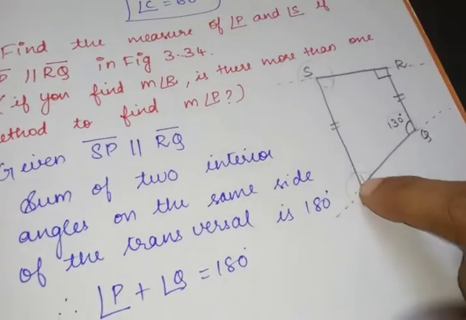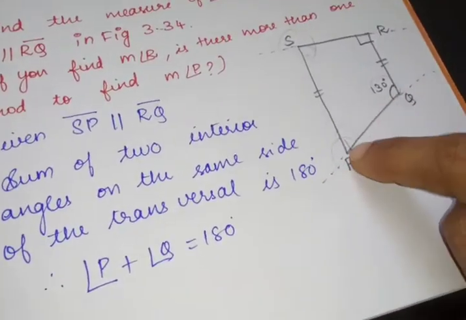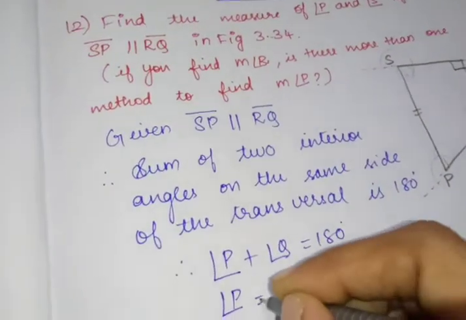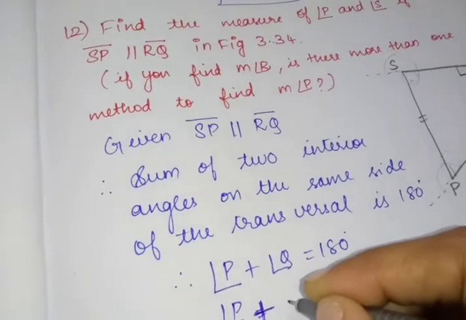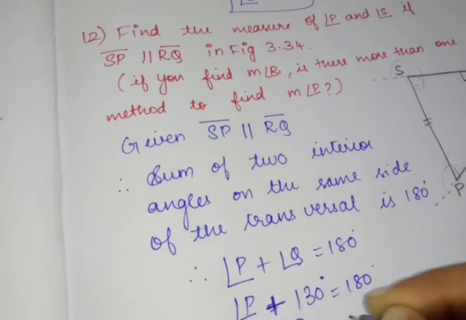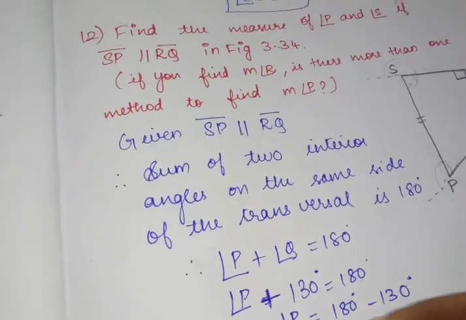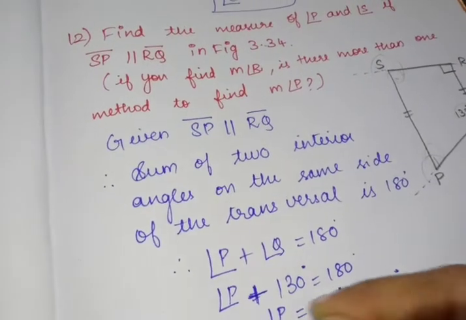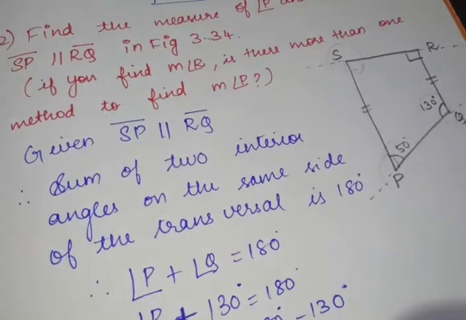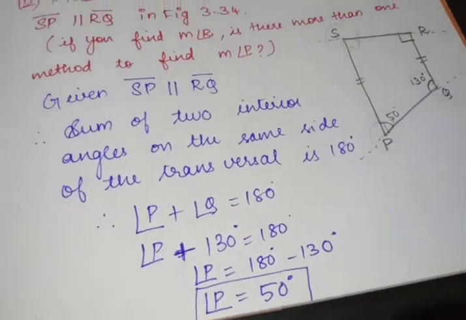Is it correct? Angle P and angle Q lie on the same side of the transversal. So angle P plus angle Q is equal to 180. Angle P plus Q, which is 130, is equal to 180. Angle P is equal to 180 minus 130. Angle P is equal to 50 degrees. So what is the angle we got? 50 degrees. Is it correct? If you add 50 plus 130, you are getting 180. So this is your first thing.